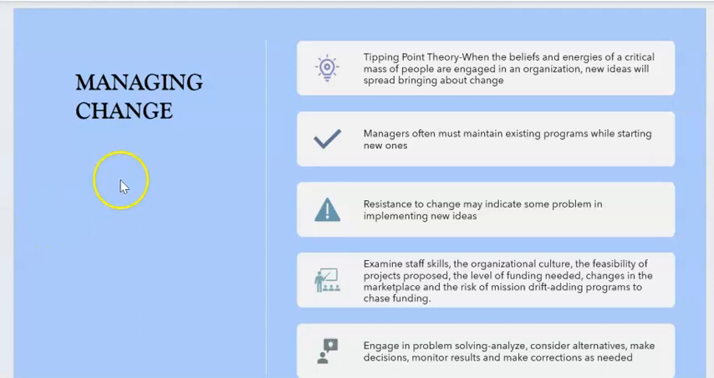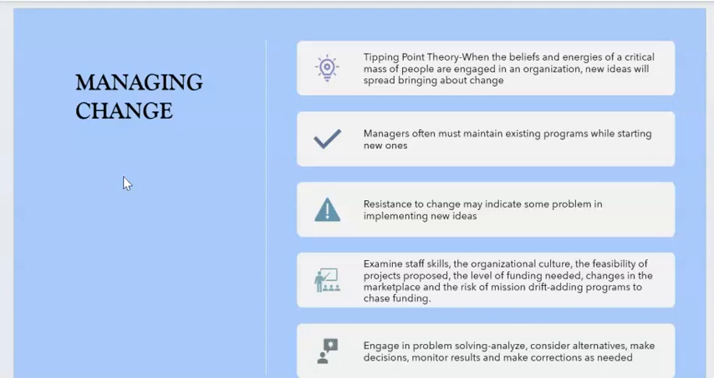Change. Change is nothing less than constant. So how do we manage change? The reading talked about the tipping point theory, when the beliefs and energies of a critical mass of people are engaged in an organization, at that point, new ideas will spread, bringing about change. Managers often must maintain existing programs while starting new ones.